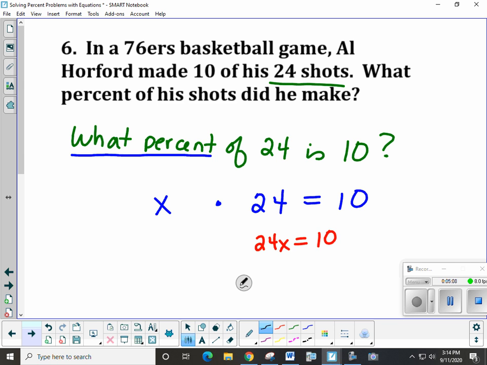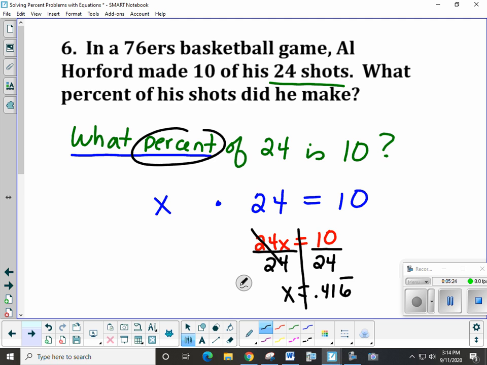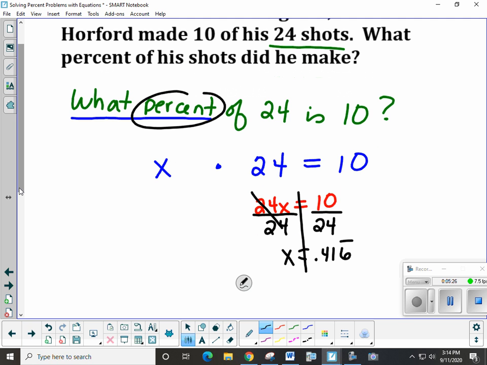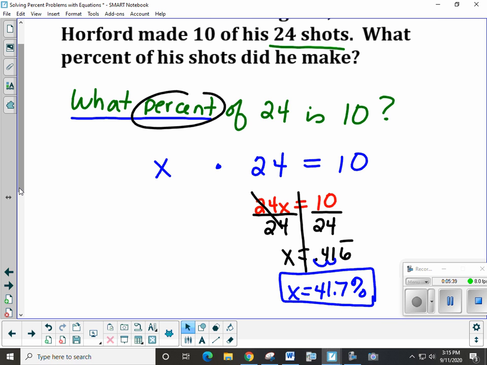And then we can do our opposite operations and divide by 24. We cancel them out. 10 divided by 24 is 0.416 repeating. But remember, it's asking for a percent, so we have to change this back to a percent by moving the decimal point 2 places. So x equals 41.66666. I'm going to round it to 41.7%. So Al Horford made about 41, 42% of his shots.